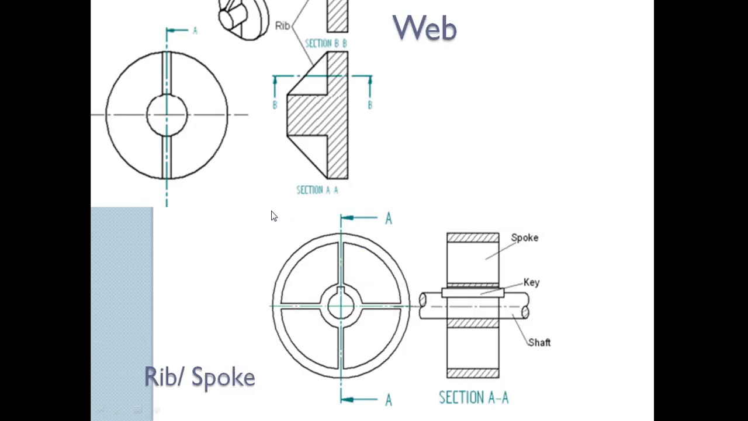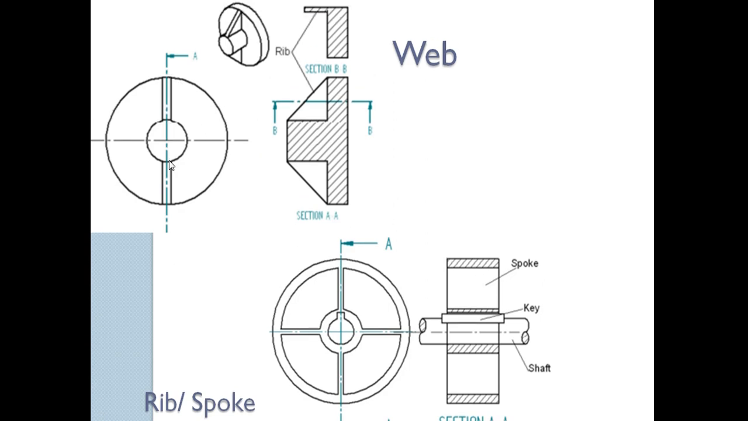Webbings, ribs, and spokes. So a webbing, although the section line passes through the webbing, it is actually not hatched. If you do hatch it, it would give a false impression of the object or the composition of the object. So webbings tend to remain unhatched. The same thing goes for ribs and spokes. So where you have the spoke passing, it would remain unhatched.